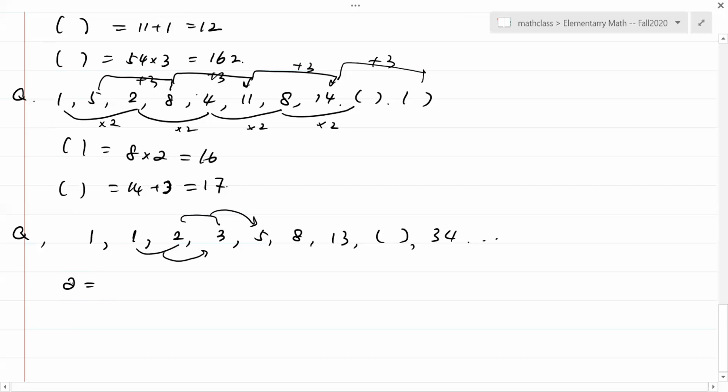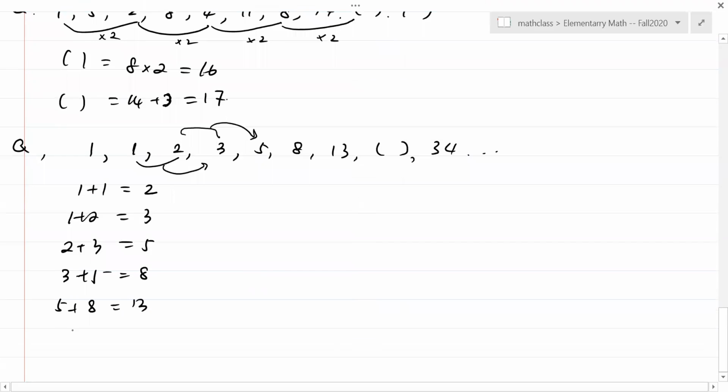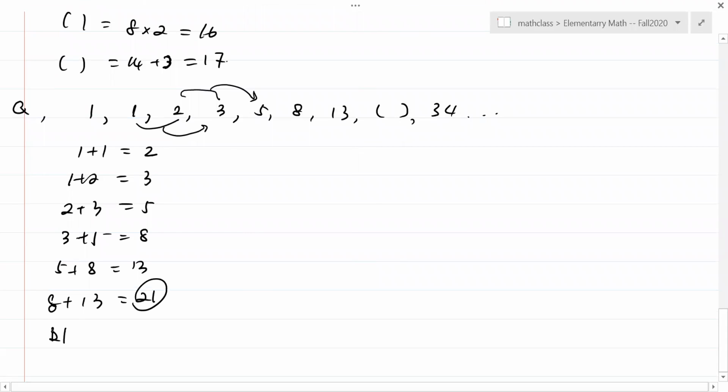So 2 is 1 plus 1, you can say 1 plus 1 equals 2. And 1 plus 2 equals 3. And 2 plus 3 equals 5. That's how you get the next term. 3 plus 5 is going to be 8. Then 5 plus 8 is going to be 13. So the next number is 8 plus 13, which is 21. So 21 should be the answer. But you double check: 13 plus 21 is going to be 34. That's indeed it. So that's how we get this number.